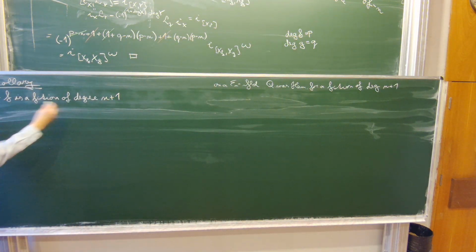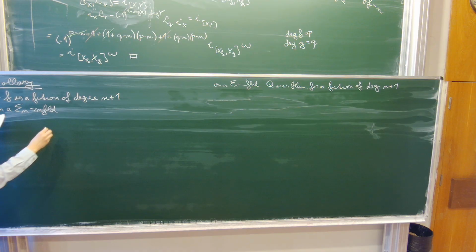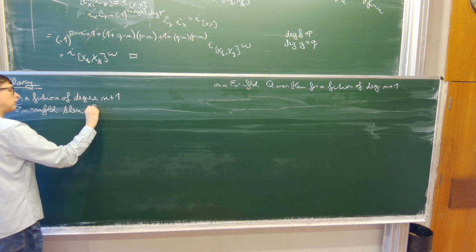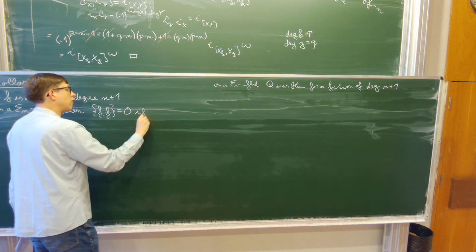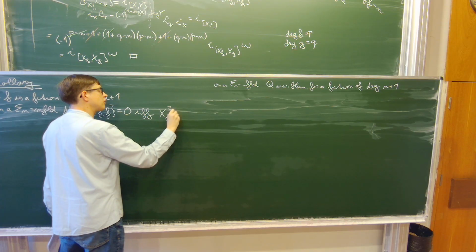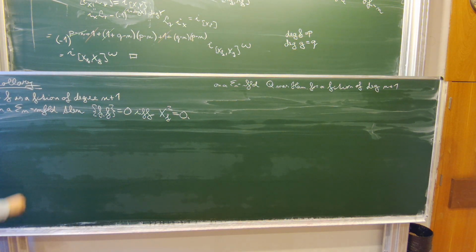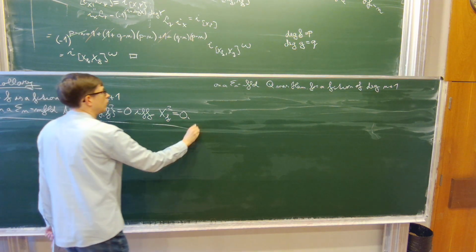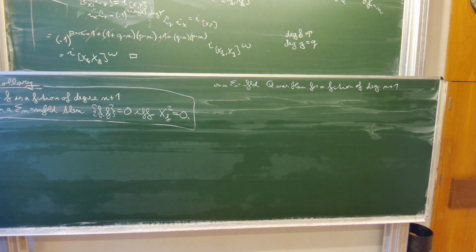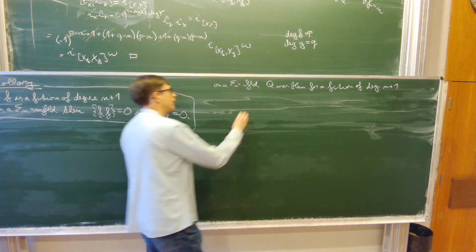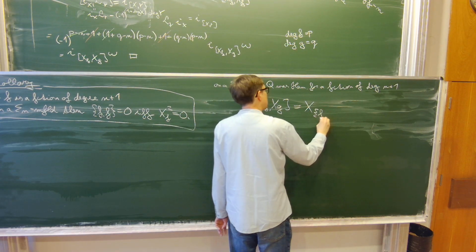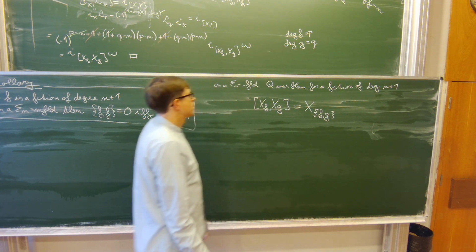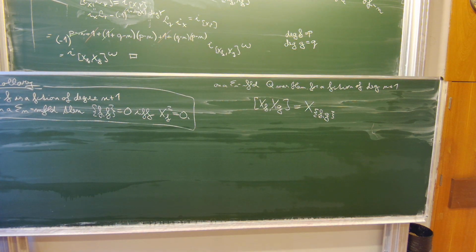So if I have a function of degree n plus 1 on a sigma n manifold, then this thing is equivalent to {f, f} equals 0. Okay, and this almost immediately follows from the proposition, which I erased. So the proposition said {Xf, Xg} is X of {f, g}.